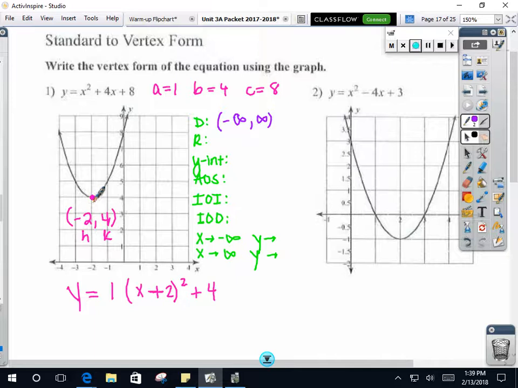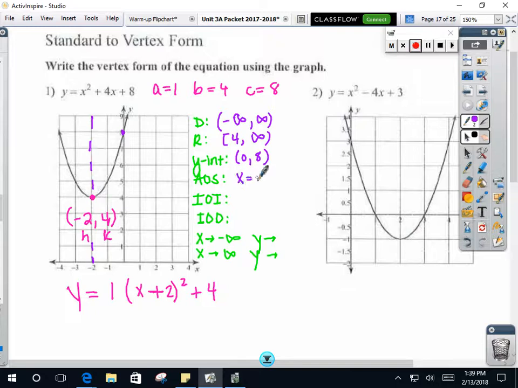Okay, and which number do we need to use for the range? The 4, the y value. So it goes from 4, that's its lowest point, and then from there it only goes up forever, so to infinity. What is the y-intercept? 0, 8, because that's where it crosses the y-axis. Where would I need to draw in the axis of symmetry to cut it in half? What would be the entire equation, though?